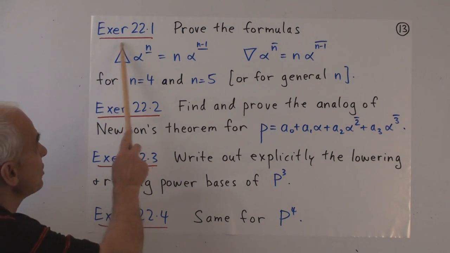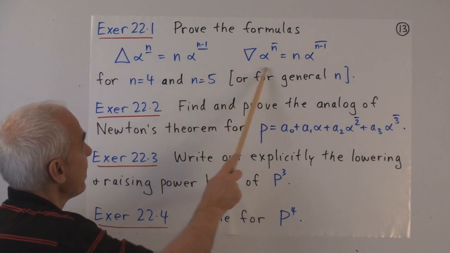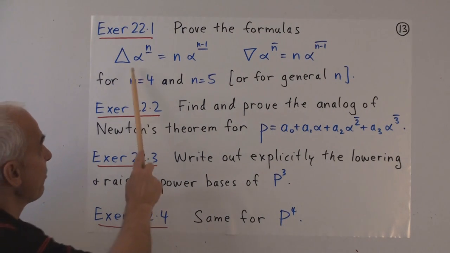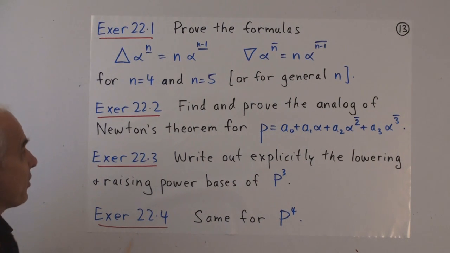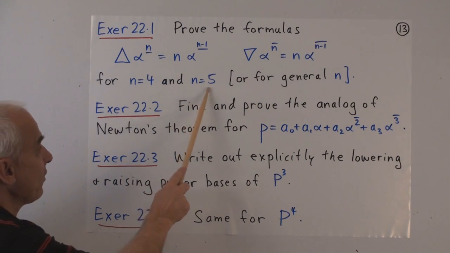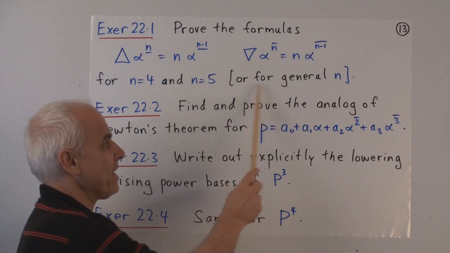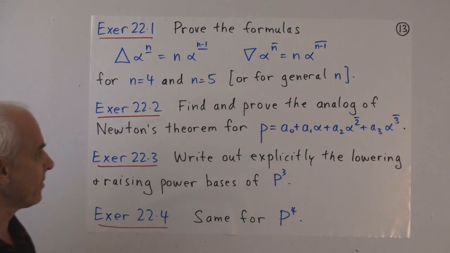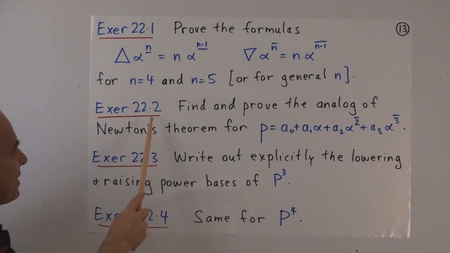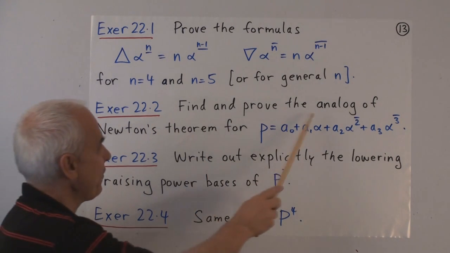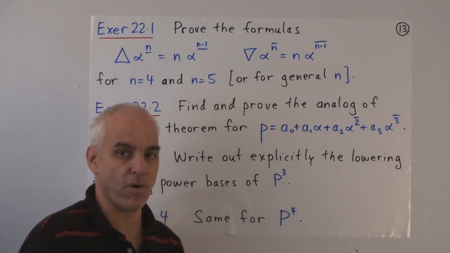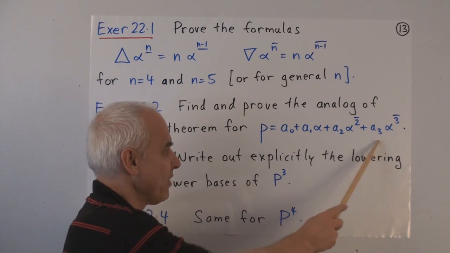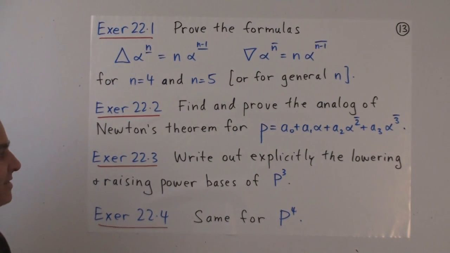The first one is to prove these formulas that I wrote down. I showed you how to prove them for the case n equals 3. Please have a look to see if you can prove them for the cases n equals 4 and n equals 5. You might even be able to write down a proof for general n. Second exercise, find and prove the analog of Newton's theorem for polynomials of degree 4 or less, which we've already essentially used in that last example.